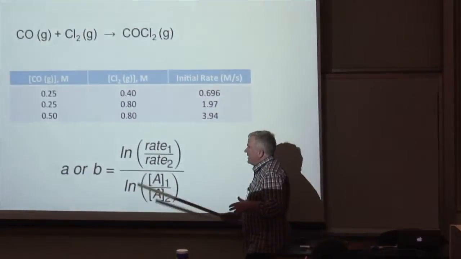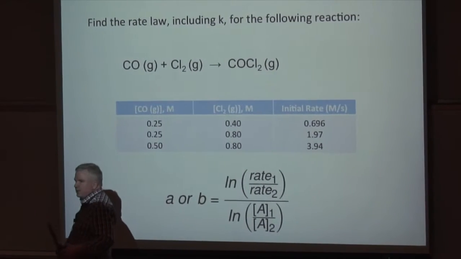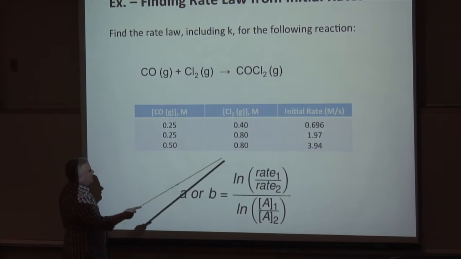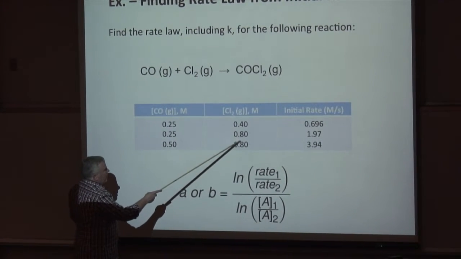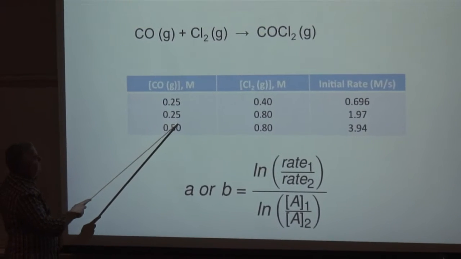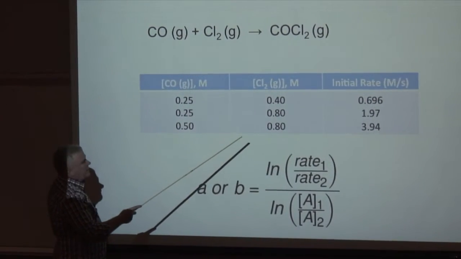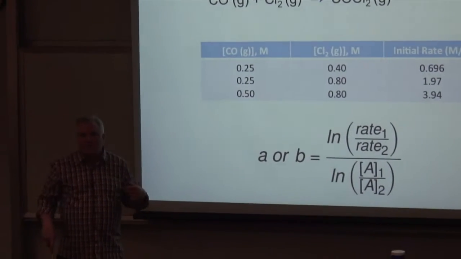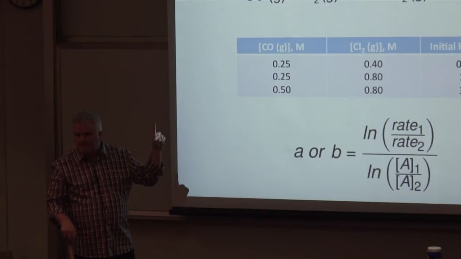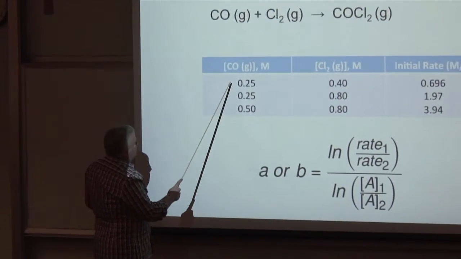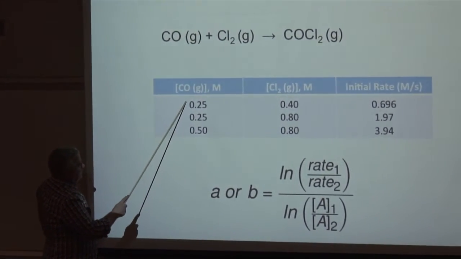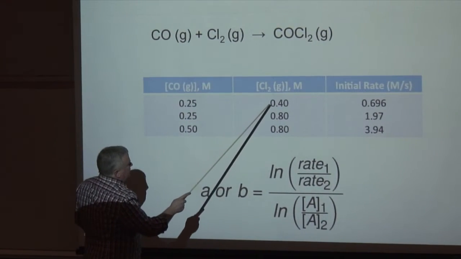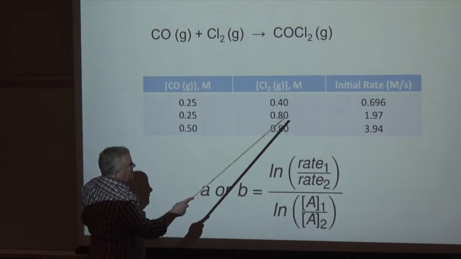And I apologize, I didn't have time to put the little boxes in to separate out each experiment. But if we compare experiment 2 and experiment 3, we keep the chlorine concentration constant, and we double the concentration of carbon monoxide. And when we look at the initial rate, we double the initial rate. So that tells us that the exponent for carbon monoxide is 1. Then when we take a look between experiment 1 and 2, the concentration of carbon monoxide is kept the same, but the chlorine gas concentration is doubled.